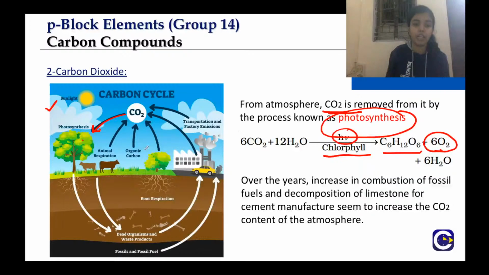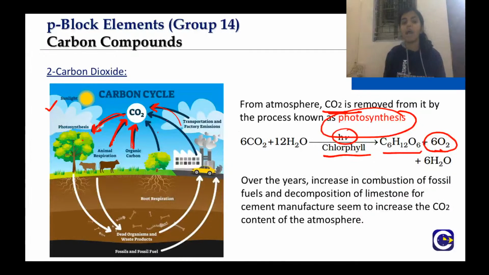Now, what is happening here is animal respiration, because we respire out what? Carbon dioxide. We respire in oxygen, and we respire out what? Carbon dioxide, right? Transportation and factory emissions also are adding to the carbon dioxide percentage in the atmosphere. Organic carbon also is adding carbon dioxide to the atmosphere, right? So the intake of carbon dioxide in the atmosphere is becoming more and more rather than consumption, right? Here you can see that by 4 processes, 1, 2, 3, 4, in fact 5 processes, you can have carbon dioxide in the atmosphere, right?